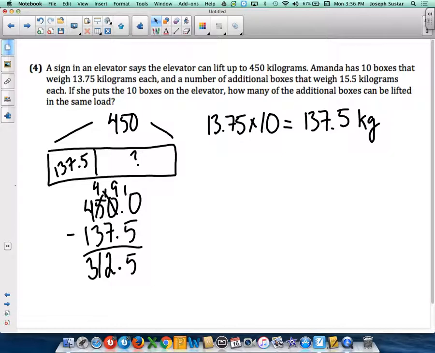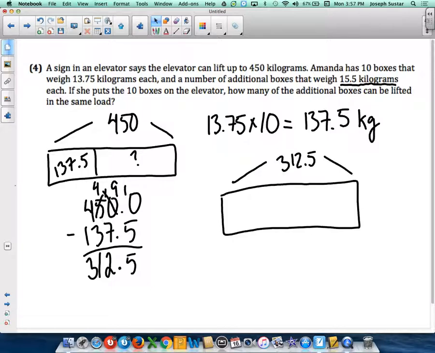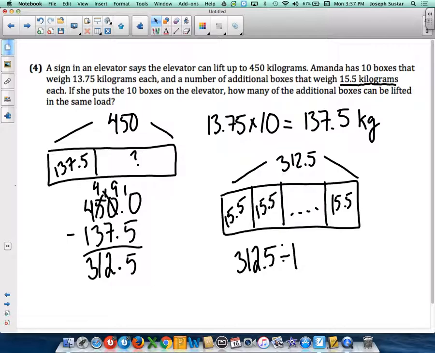At this point, we want to see how many of these 15.5 kilogram boxes can fit on the elevator. So let's make a new bar model. We have 312.5 kilograms left that we can put on the elevator, and we're dividing it up into boxes that are 15.5 kilograms big. We want to find how many of those we can fit in there. Hopefully by this point we see that this is a division problem. We're taking 312.5 and dividing it by 15.5.